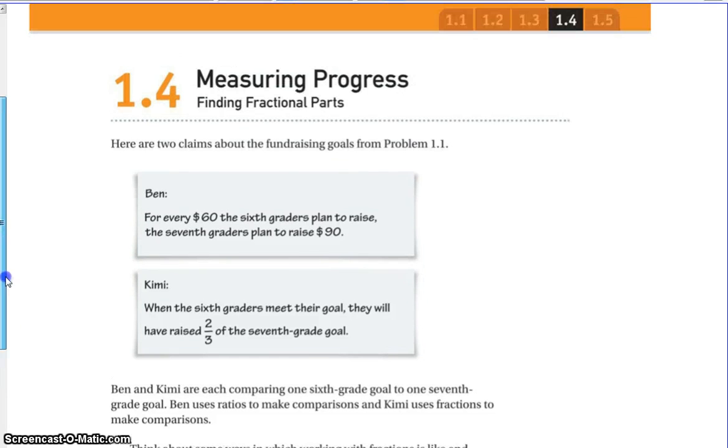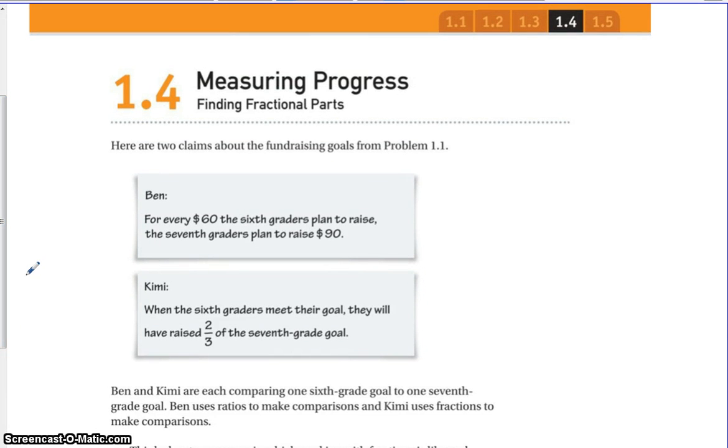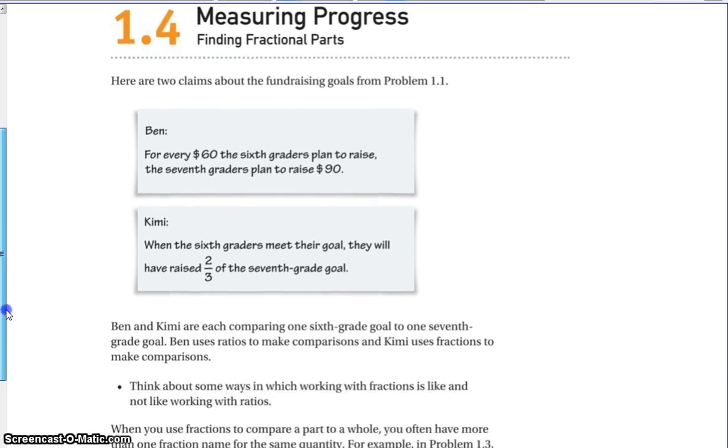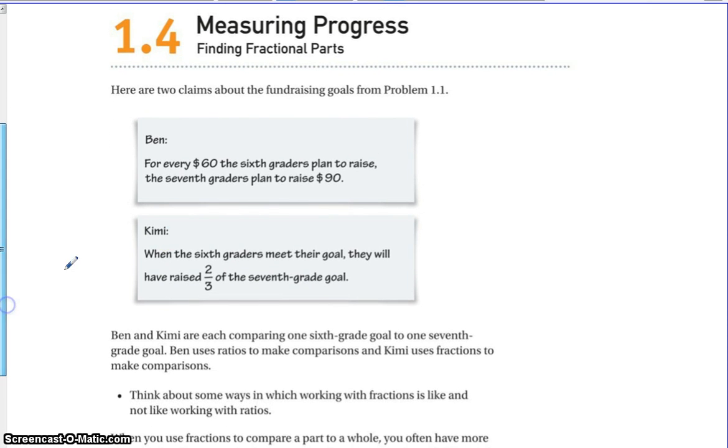All right, today we are going to talk about Investigation 1.4 from the Comparing Bits and Pieces book. This is about finding fractional parts of a number. We are going to take a look at this first off by comparing two different statements that people have made regarding the fundraising goals from problem 1.1.